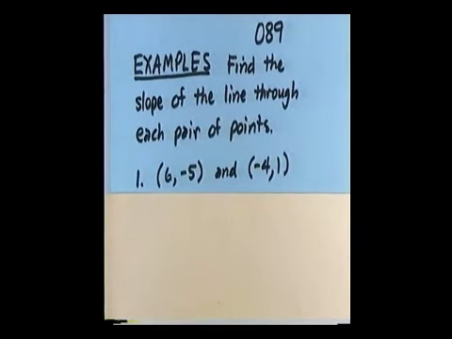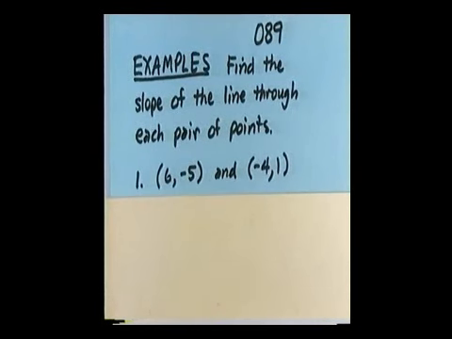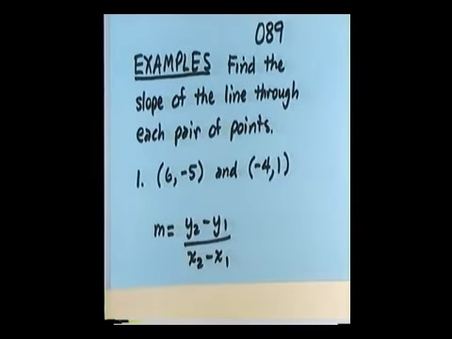Our first pair of points is (6, -5) and (-4, 1). When you have to memorize a formula, it's a good idea to copy the formula down each time you use it, and that aids in the memorization. So the first thing I've done is write the formula: m equals y2 subtract y1 over x2 subtract x1. Not only does this help memorize the formula, but it also helps you keep straight what is being put into the formula and where.